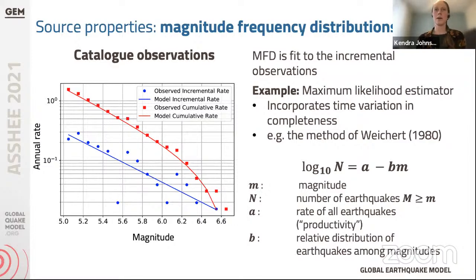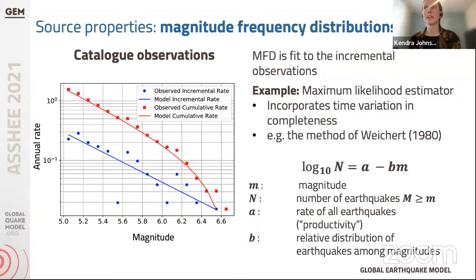This is in opposition to a cumulative rate, which is considering not only the bin that the data point corresponds to, but all larger magnitudes as well. So this is a distinction that you'll often see when looking at these magnitude frequency distributions. The example shown here is using a maximum likelihood estimator that incorporates time variation and completeness.